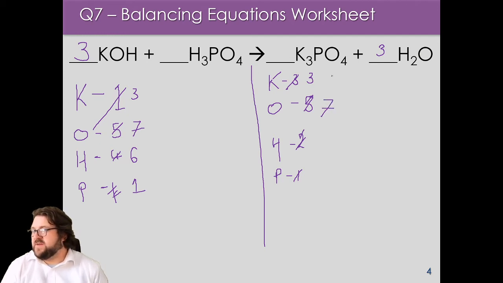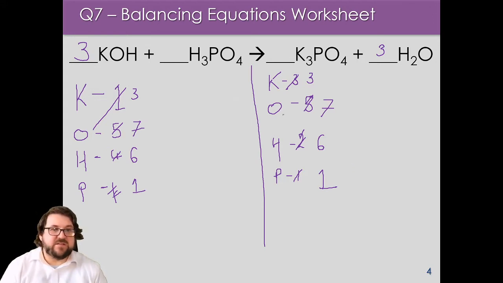How many hydrogens have I got? I've just got 3 lots of H2, which is 6. How many phosphoruses have I got? Just the 1. Oh, right, look, it just balanced then. That's it. So I've got 3 potassiums on both sides, 7 oxygens on both sides, 6 hydrogens on both sides, and 1 phosphorus on each side.